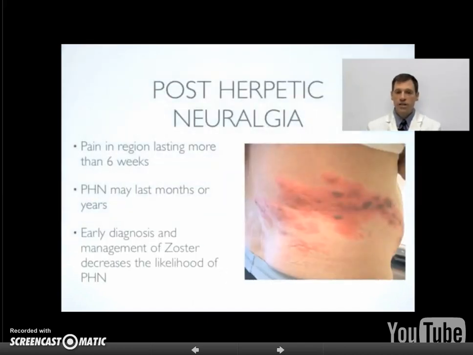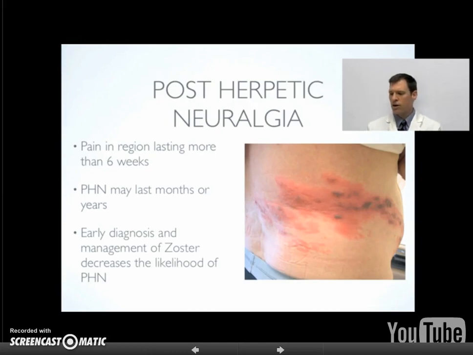Another region where zoster can occur is across the left side of the chest. It can be thought to be a heart attack in those cases where people are having pain across the left aspect of their chest, and then later the rash develops. Post-herpetic neuralgia is another complication of herpes zoster. What that means is that you have pain in the region lasting greater than 6 weeks.